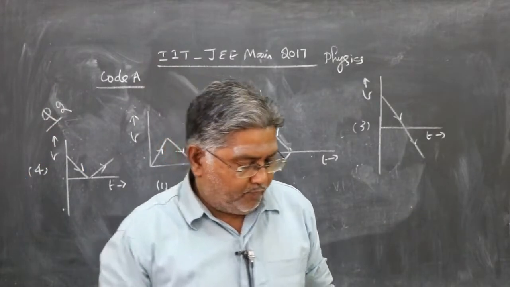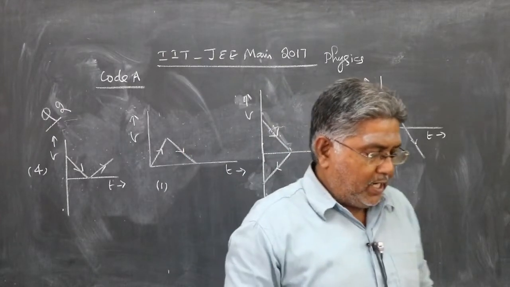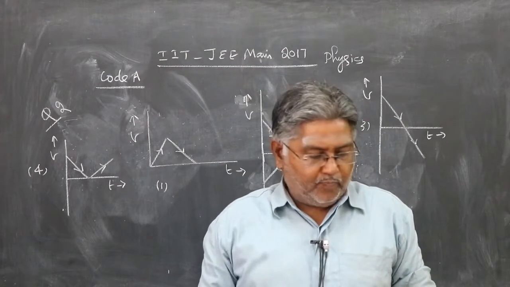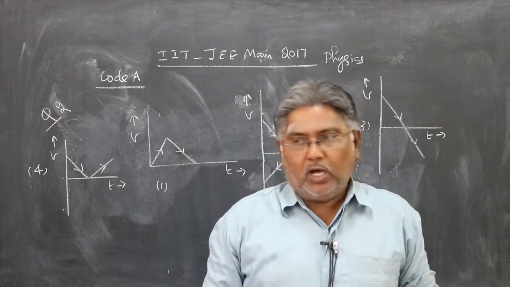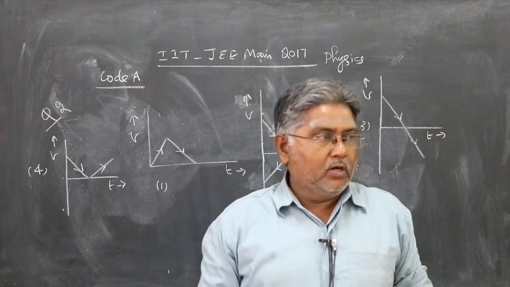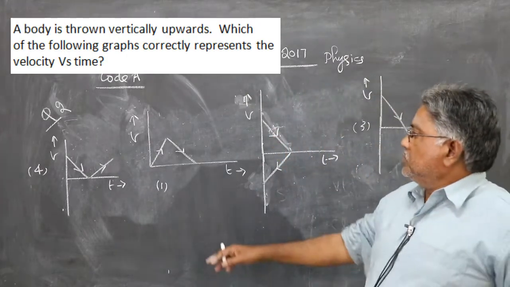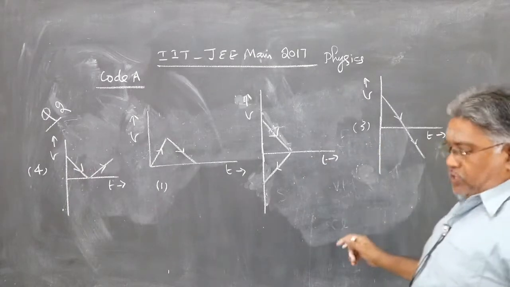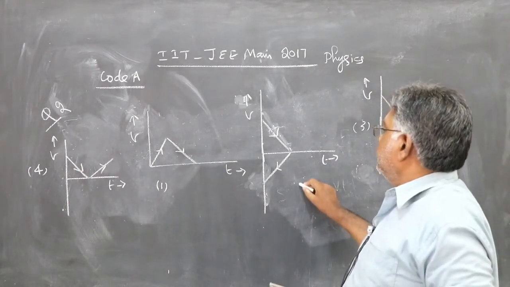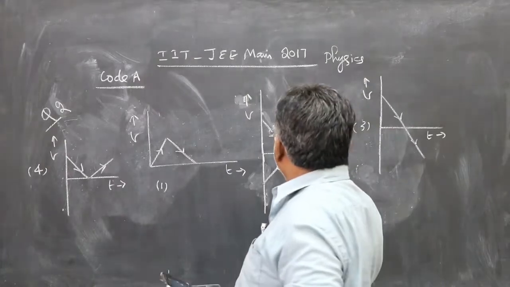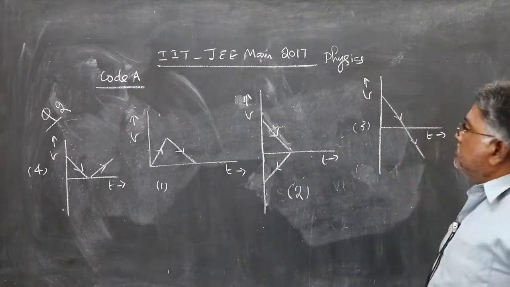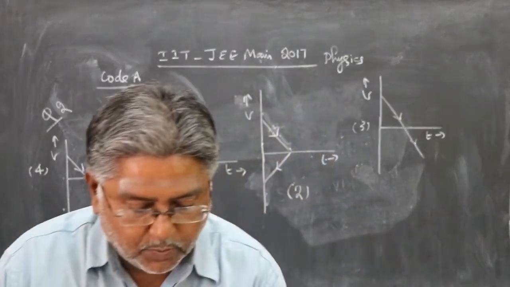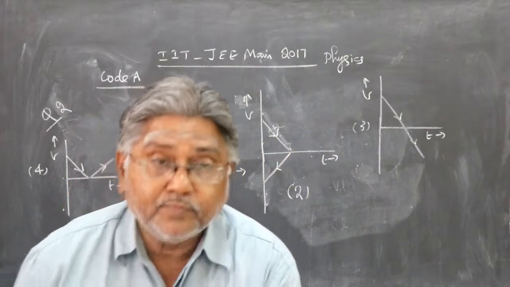Question number 2. A body is thrown vertically upwards. Which one of the following graphs correctly represents the velocity versus time? Four options: option 1, option 2, option 3, option 4. So this is basically a kinematic graph.